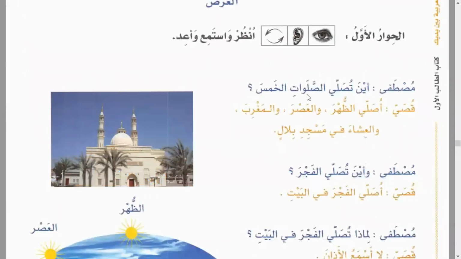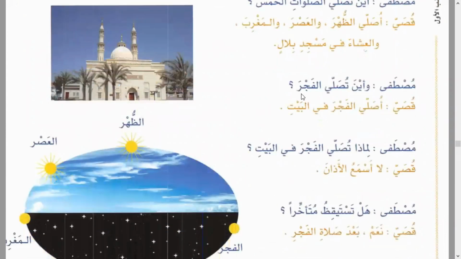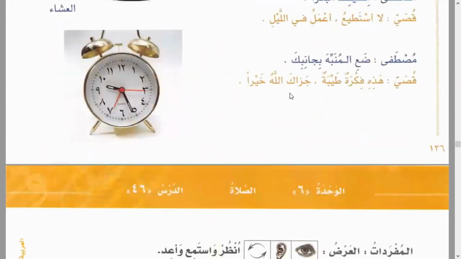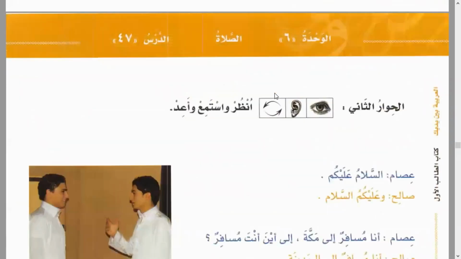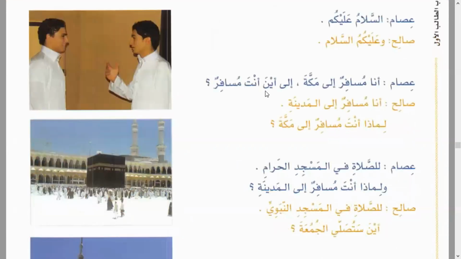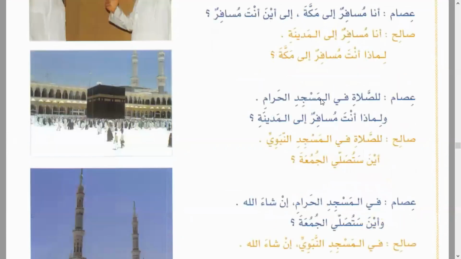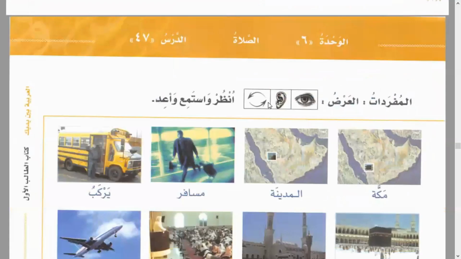Al-hiwar al-awwal, the first dialogue: أين تصلي صلوات الخمس, where do you pray your 5 prayers? تصلي الظهر والعصر والمغرب والعشاء في مسجد بلال. وأين تصلي الفجر? And so on. This was the first hiwar, and this is our second hiwar. Assalamu alaikum wa rahmatullah. أنا مسافر إلى مكة. I'm traveling to Makkah. إلى أين أنت مسافر? Where are you traveling? And where are you going to pray your prayers? So this is what we've been doing in the last classes.